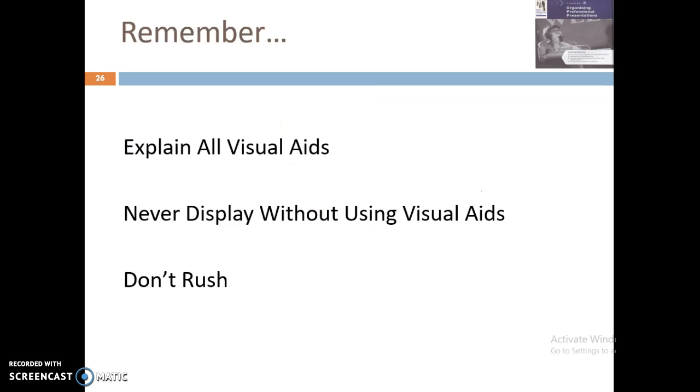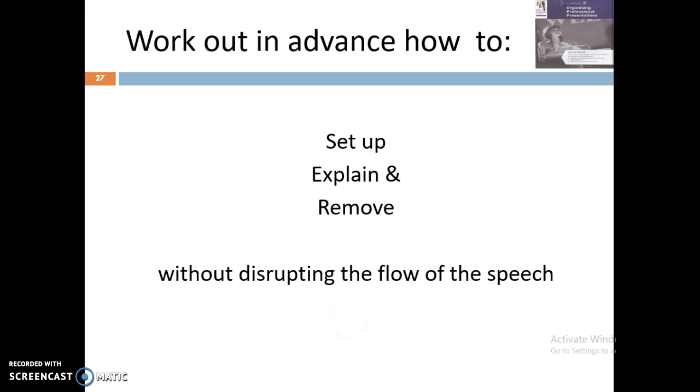And remember to explain all visual aids. Never display without using visual aids if possible, and try not to rush. Work out in advance on how to set up, explain, and remove without disrupting the flow of your speech.